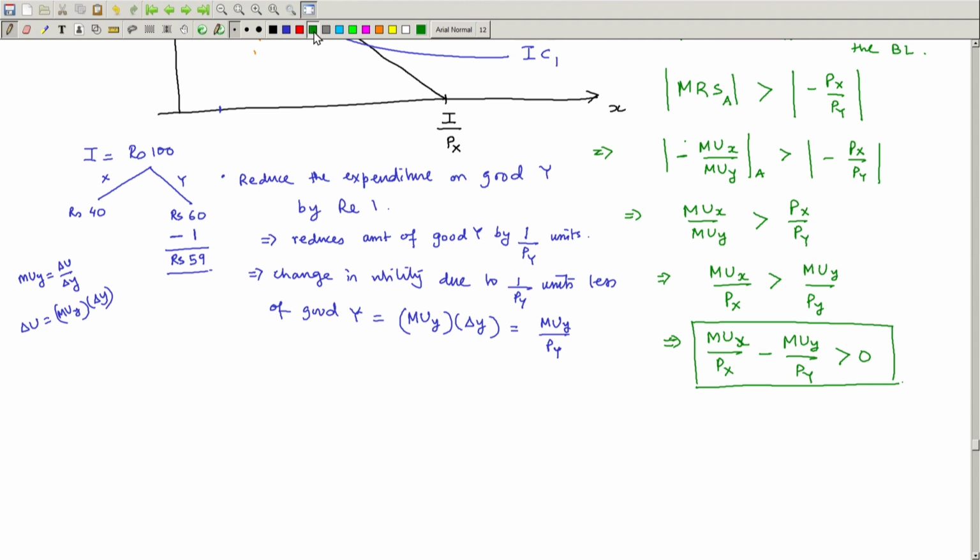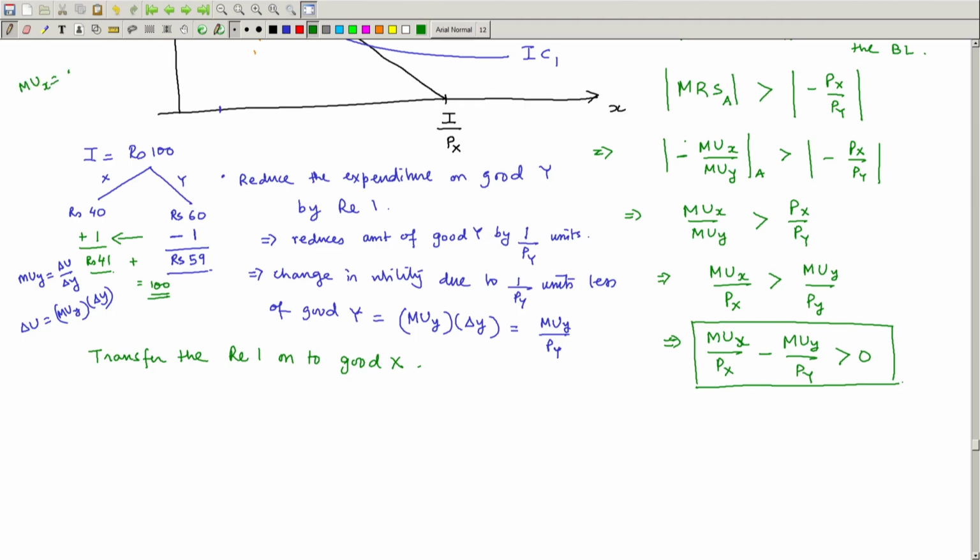Now what am I going to do with this 1 rupee that I decreased? I am going to transfer this 1 rupee onto good x, right. So instead of spending 40 rupees on good x, I am now going to spend 41 rupees on good x. Previously I was spending 40, now it is 41. I am spending 60 previously on good y, now it is 59. Notice this also adds up to 100, so I am not violating any budget constraint. So I took away 1 rupee from good y and I am going to transfer the 1 rupee onto good x, right. So it's as if I have 1 rupee more to spend on good x.